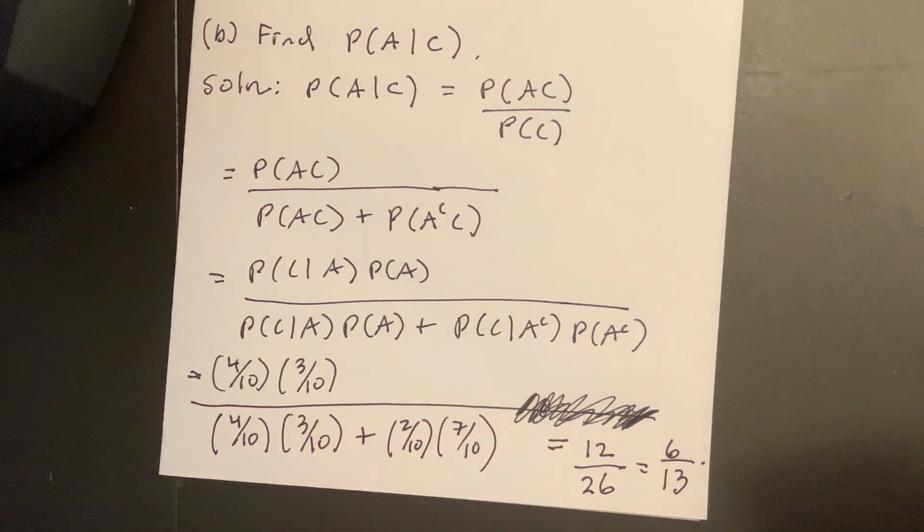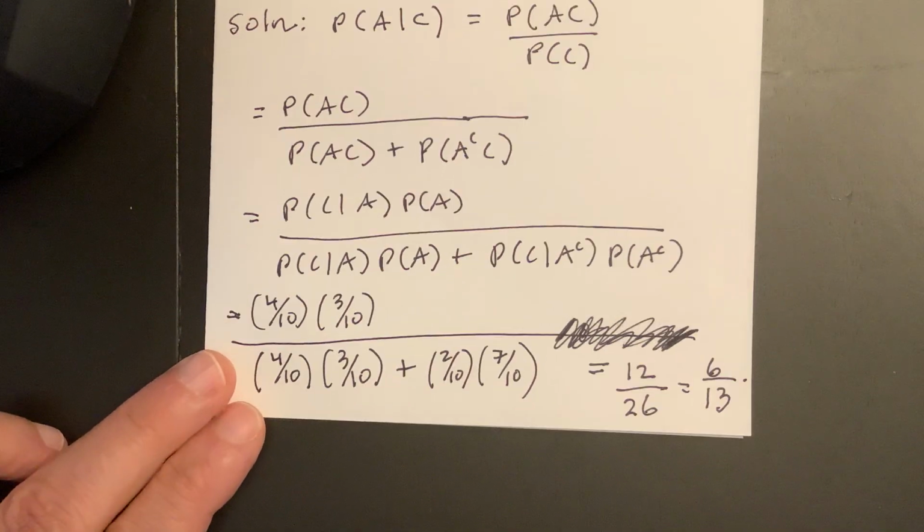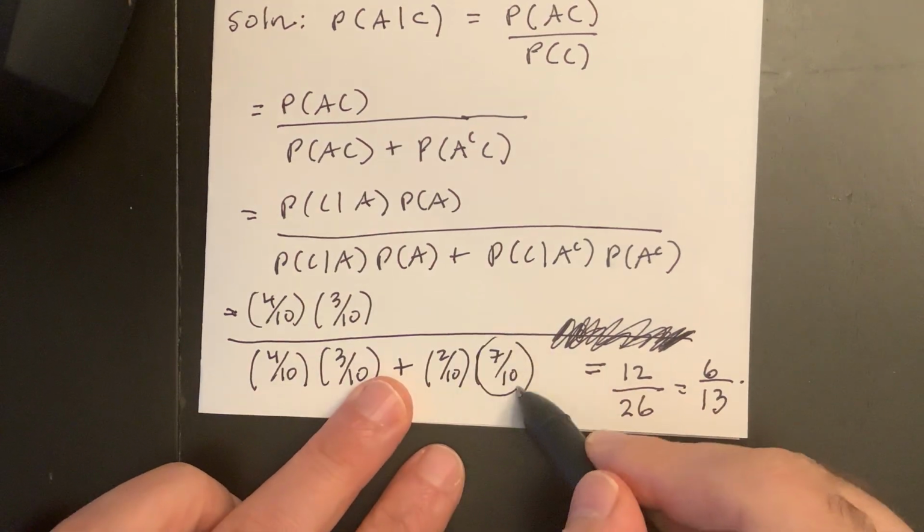So one thing you notice is the probability they were accident prone given they filed a claim is less than half. So more likely that they're not accident prone if they filed a claim. And why is that? Well, the reason is this, right? This term, the 7/10.